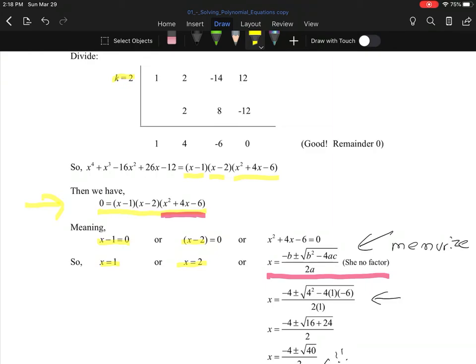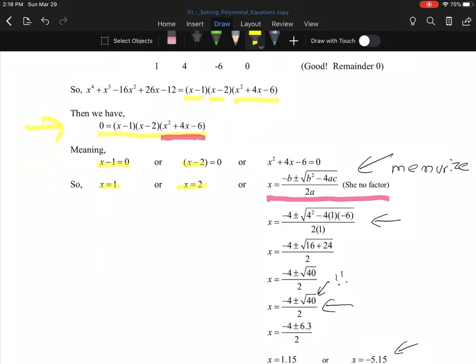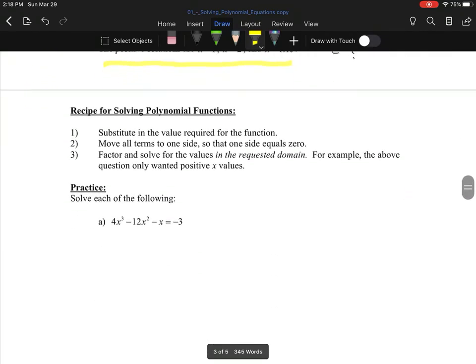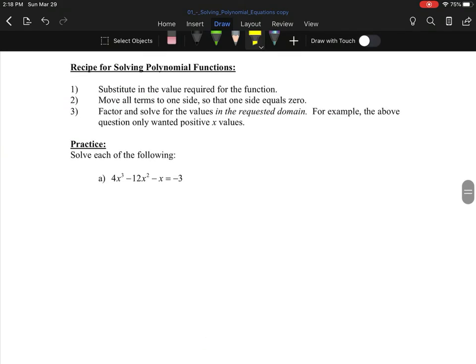Everything that came after that, but it should be fairly familiar because it's not that much different than solving quadratics. The only difference is you get more answers, that's all. So here's the recipe for solving polynomial functions.